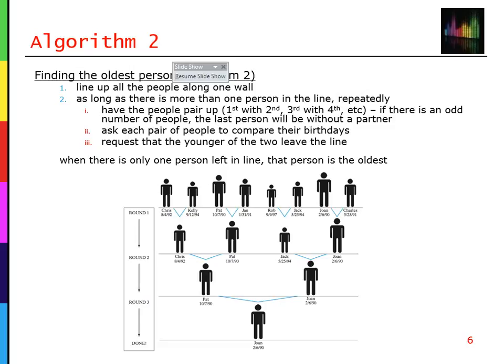Now, of course, if you had an odd number of people, the last person at the end would be compared with whoever that last person was. So we do one extra comparison.